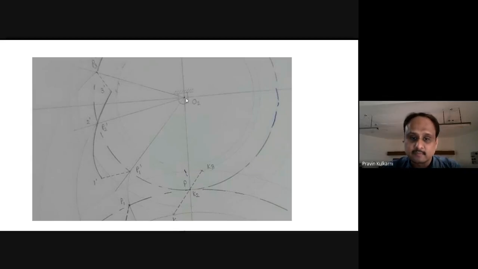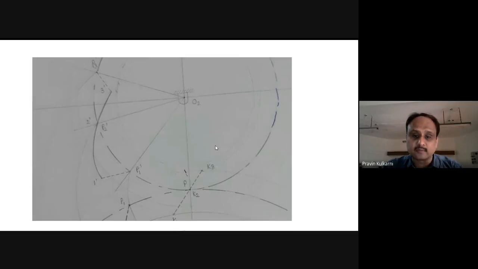Once this is done, with center O2, draw a circle passing through K1. Similarly, with O2 as center, draw a circle passing through K2. K2 itself is the pitch point, so this will be the pitch circle. With O2 as center, draw a circle passing through K3. It does mean that a circle passing through K1 is the addendum circle of the pinion. Pitch circle is clear to you. A circle passing through K3 will be the addendum circle of the pinion.